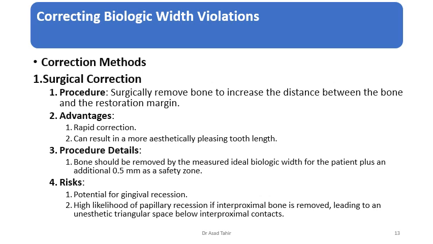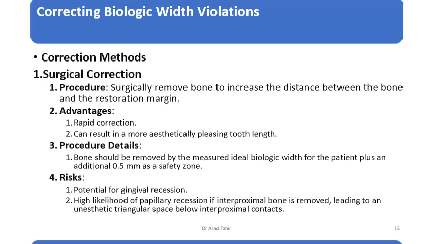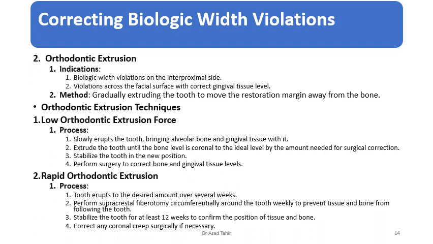Potential for gingival recession. There is a high likelihood of papillary recession if interproximal bone is removed, leading to an unaesthetic triangular space below interproximal contacts. Orthodontic extrusion. Indications: biologic width violations on the interproximal side, and violations across the facial surface with correct gingival tissue level. Method: gradually extruding the tooth to move the restoration margin away from the bone.